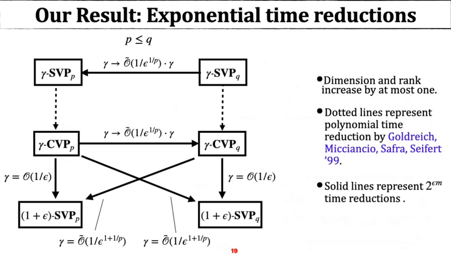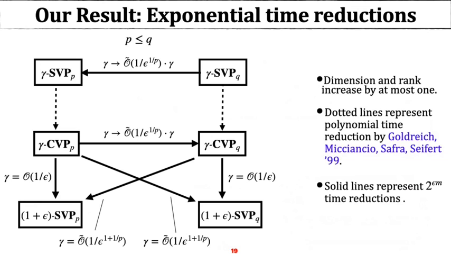There are still open problems, as you can see, from SVPp to SVPq, and similarly also from CVP to CVP. When we reduce CVP to SVP, we get a slightly stronger result. We can reduce CVP to a variant of SVP, which is the gamma-unique SVP problem, which is known to be easier than SVP.